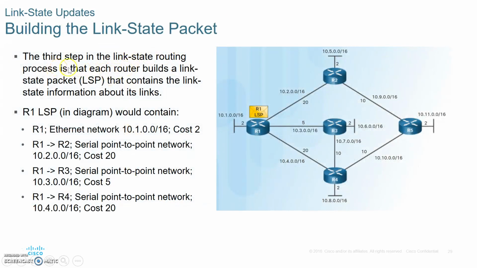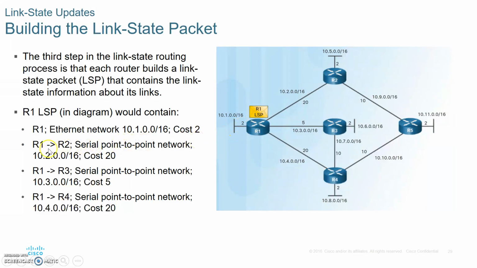The third step of this link state routing process is that the router will build a link state packet containing the state information. So there will be a link state packet for this link. We'll show you an example in the slide of how they created the link state packet. So this will be an Ethernet network, then this will be the network address, and the cost is 2.